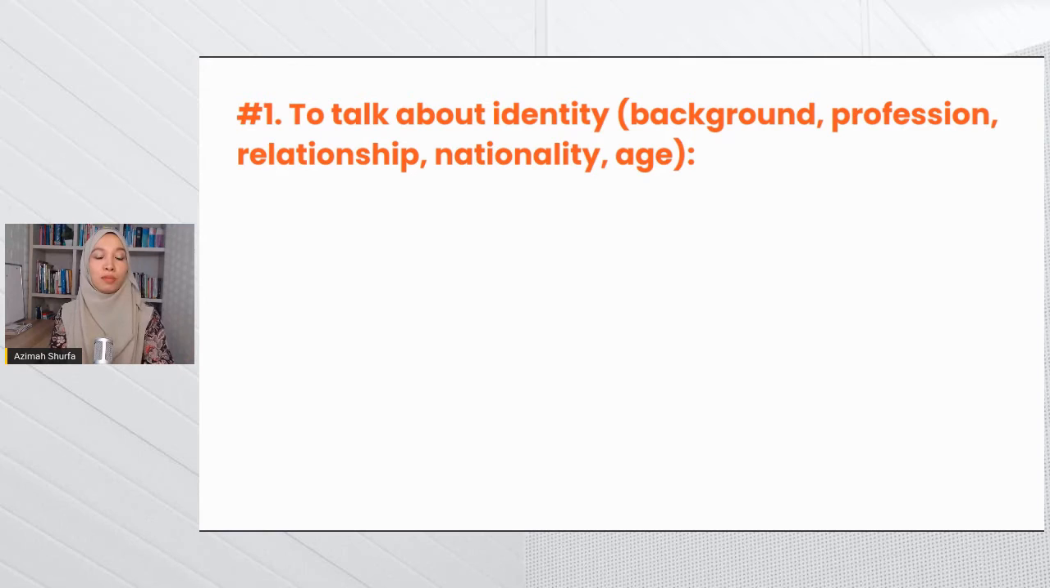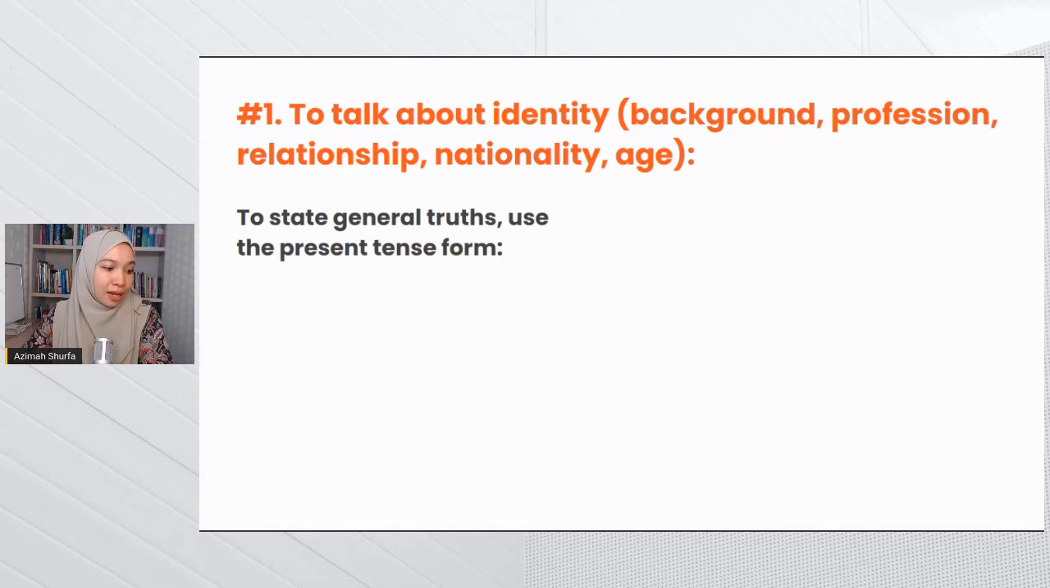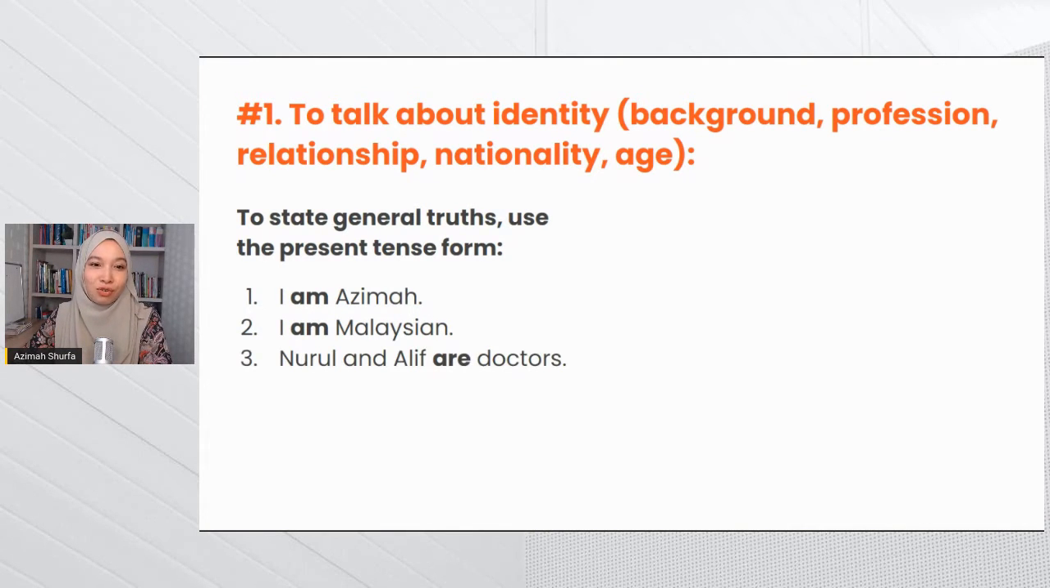Now we use be to talk about identity. For example, your background, your profession, relationship, your nationality, your age. So for example, you would state general truths. You can use the present tense form, okay? So examples are, I am Azimah. I am Malaysian. Nurul and Alif are doctors. I am a former lecturer, okay?